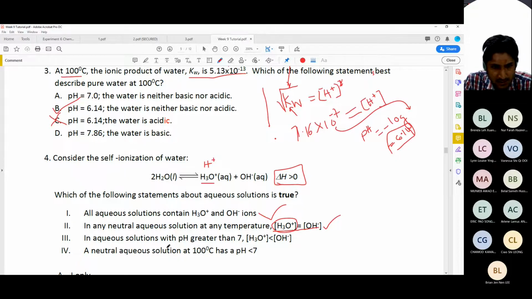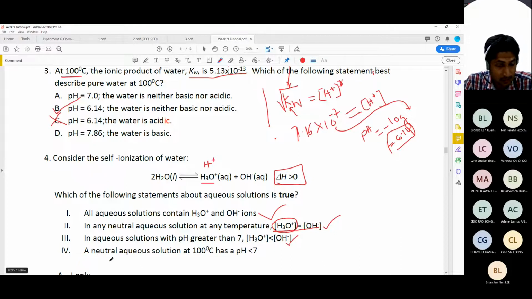So in an aqueous solution with pH greater than 7, that means pH more than 7, more hydroxyl ion, hydronium ion is less than hydroxyl ion. Yes. So when pH goes more than 7, it becomes basic or alkaline. Alkaline means more hydroxyl ion is there. So it is true as well.